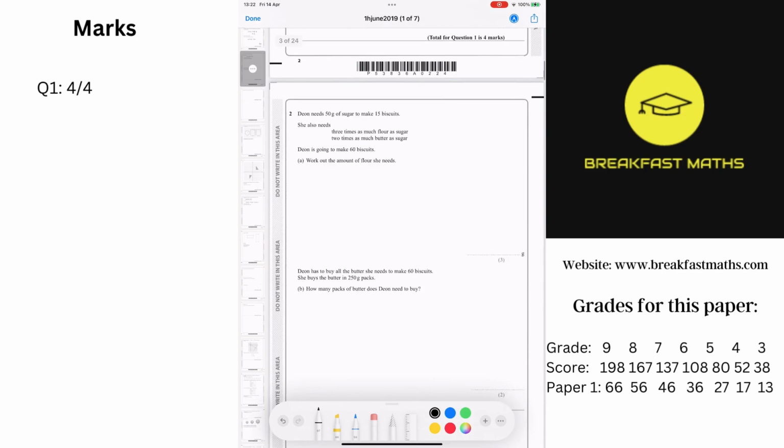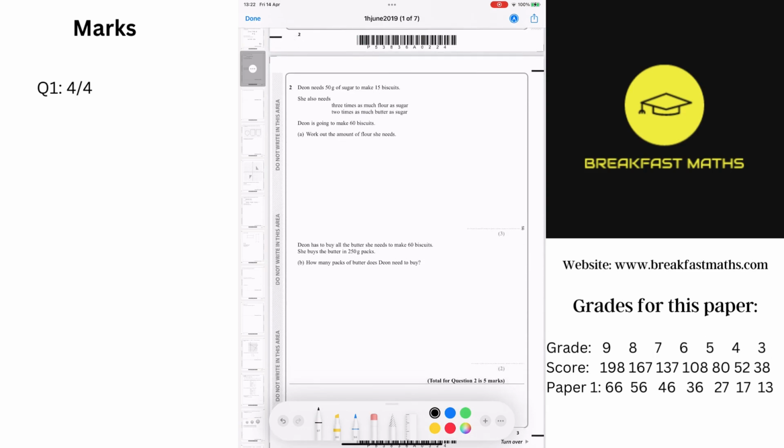Excellent. Let's move on. It's 50 grams of sugar, 15 biscuits. It's going to make 6, so we're going to times that by 4. 3 times as much flour as sugar, so 150 grams of flour. Therefore, we're going to times that by 4 to get us 600. Okay, so we get 600 grams there.